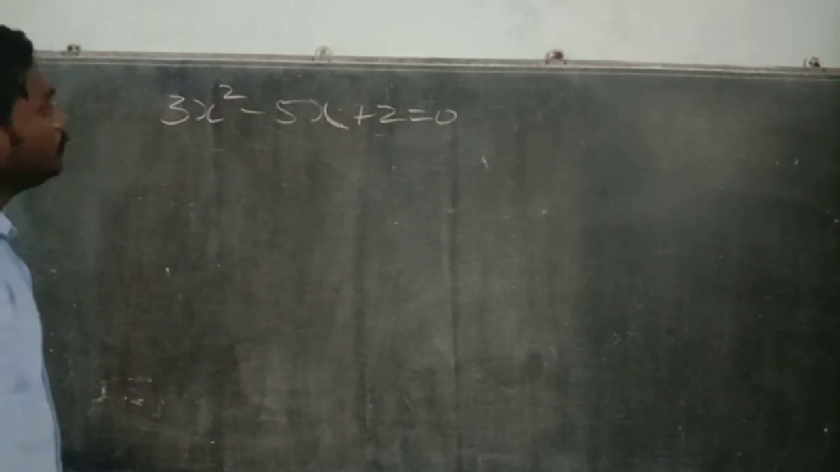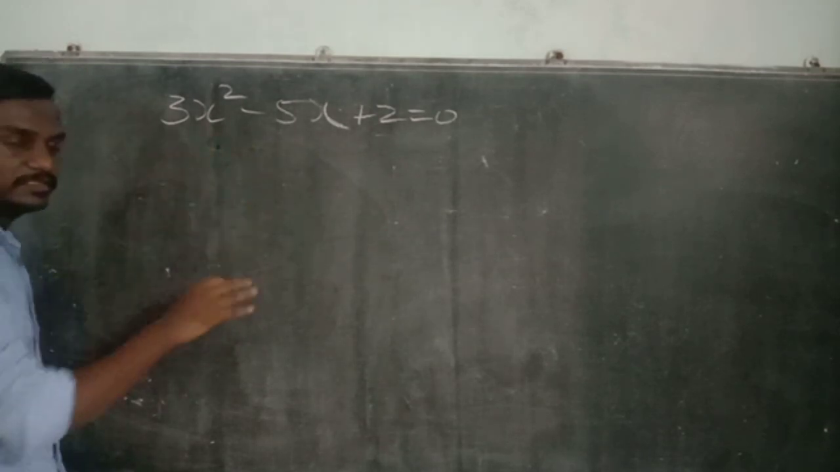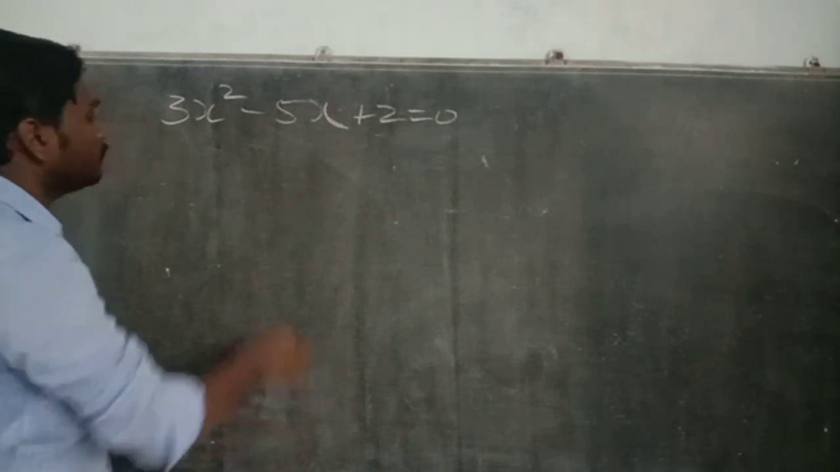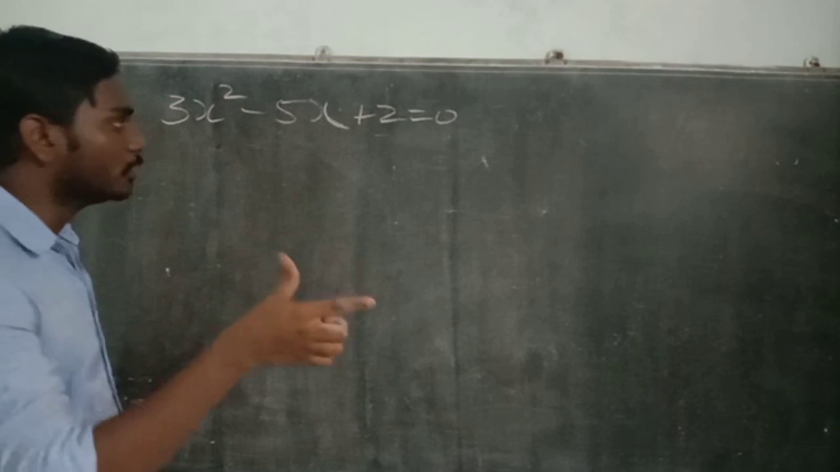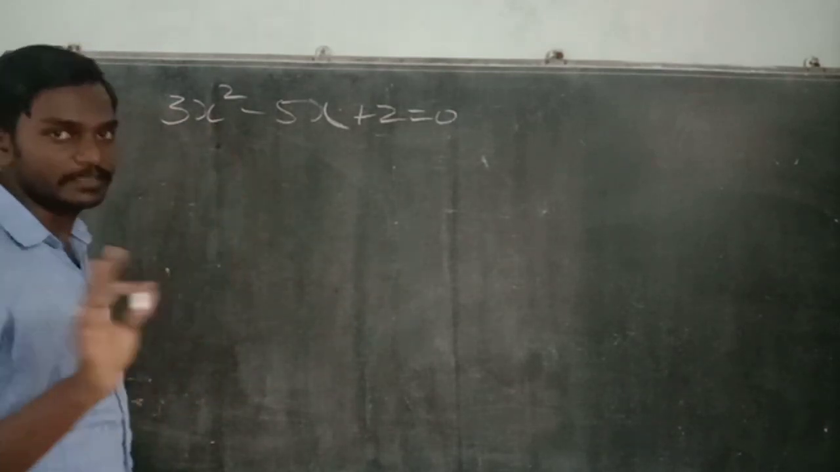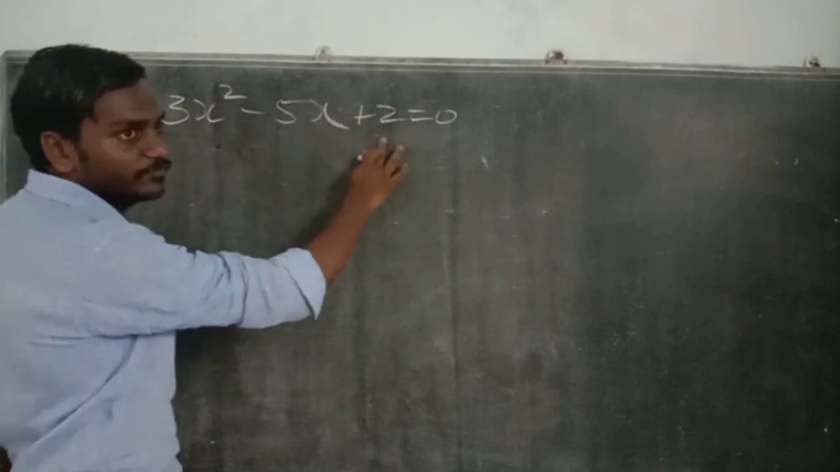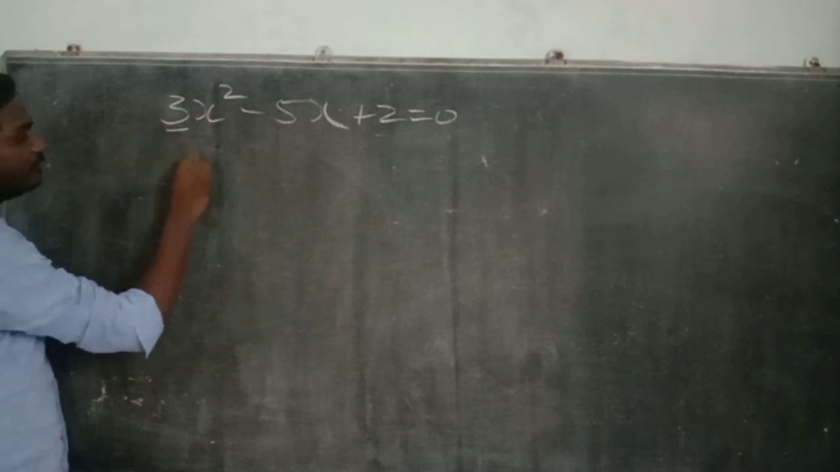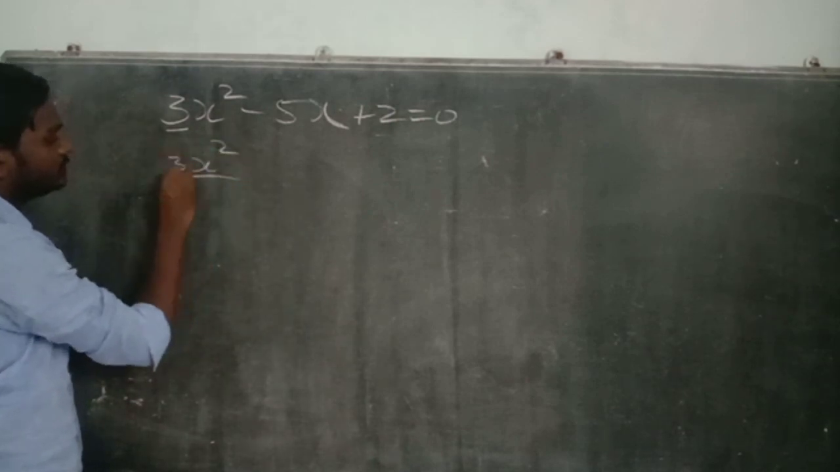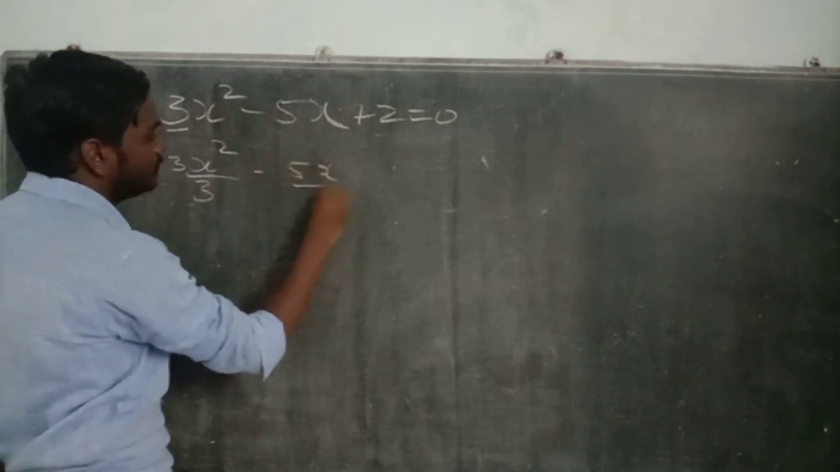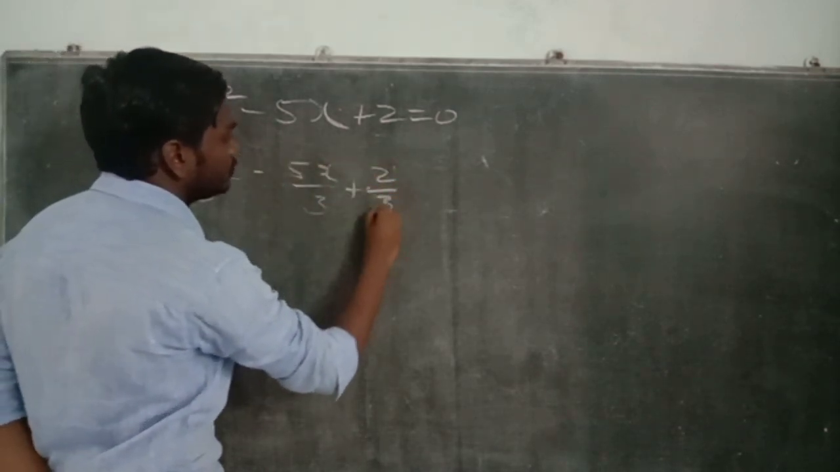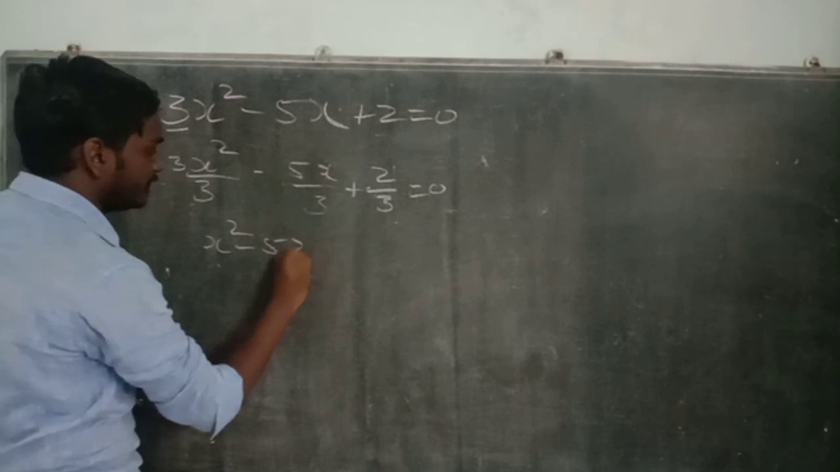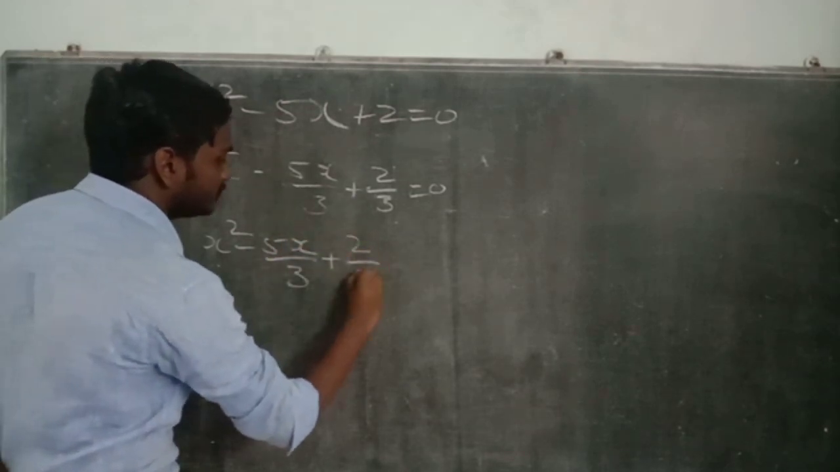Okay. So we need to find whether this equation is in the form of a square, like a plus b whole square or a minus b whole square or whatever it might be. So whether this equation is in square form or not. Initially, for an easy process, I am dividing the whole equation by this coefficient 3. By dividing by 3, we get 3x square by 3 minus 5x by 3 plus 2 by 3, that is equal to 0. That is nothing but x square minus 5x by 3 plus 2 by 3, that is equal to 0.